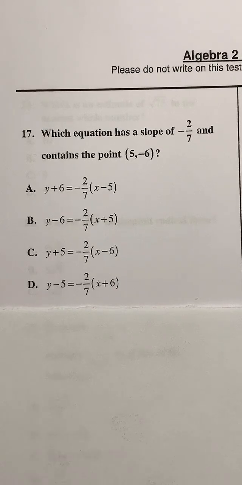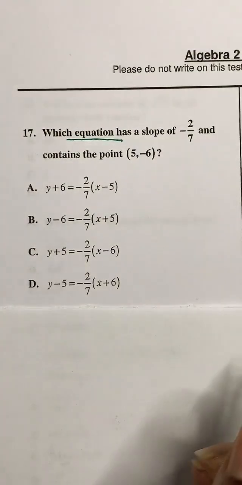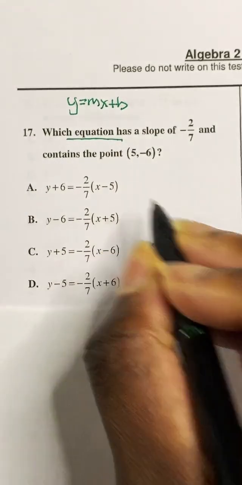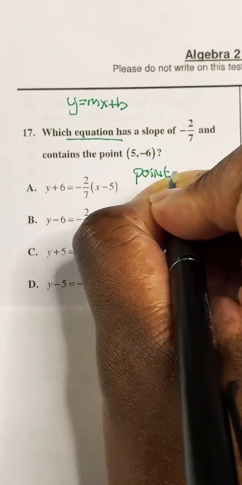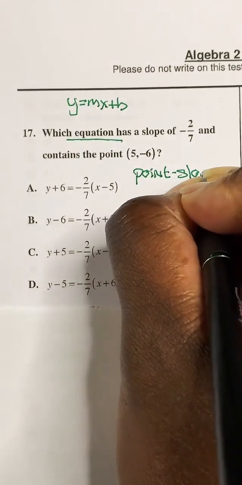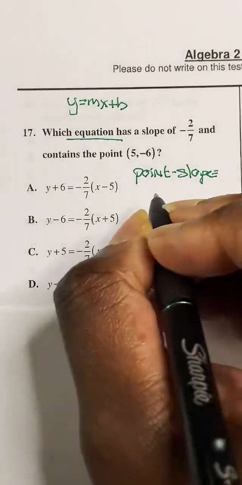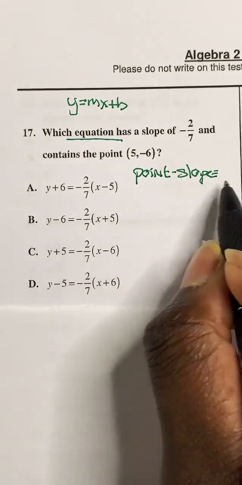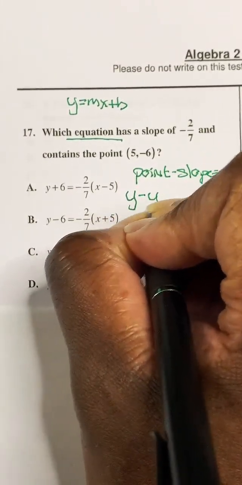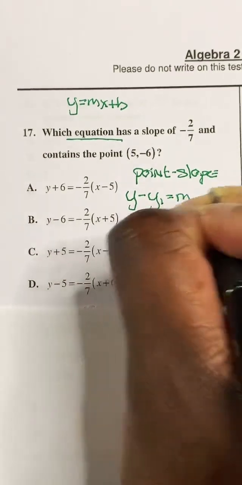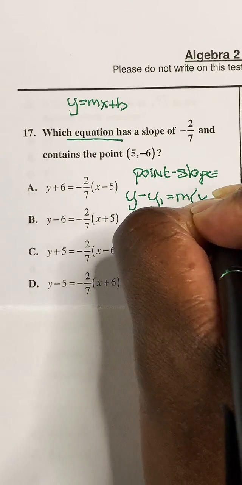All right, so let's take a look. So when they say the equation, usually they're talking about the equation of the line, which is usually y equals mx plus b. But in this case, we have what's called the point slope form. The reason why it's called the point slope form is because all you need is one point and the slope. So the point slope form is y minus y sub 1 equals m times x minus x sub 1.